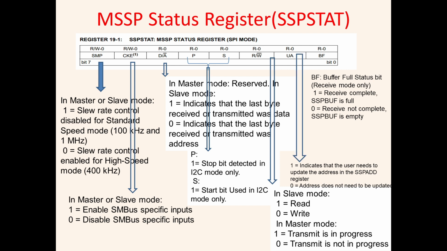Next is UA bar. So UA bar is nothing but unique address generation. 1 indicates that the user needs to update the slave address using the SSP add register. So the slave addresses have to be mentioned under the SSP add register, under which you can specify multiple slave addresses. So 1 indicates the user needs to update the slave address, and 0 indicates the address does not need to get updated. So this is the condition of it.